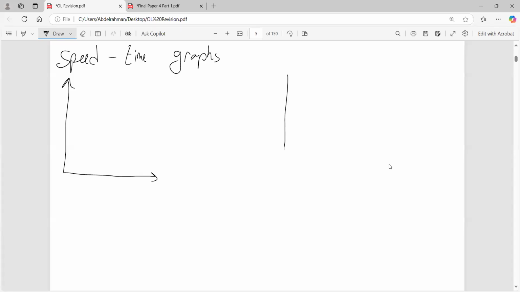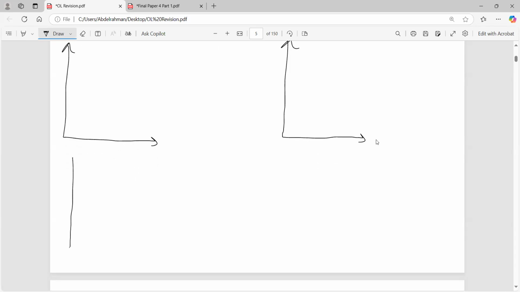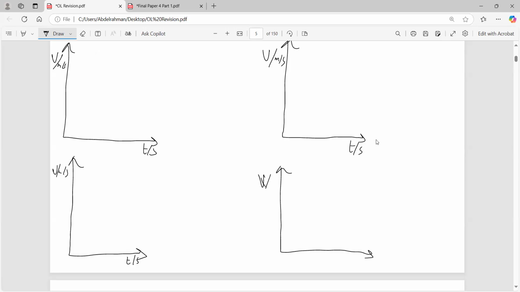Speed-time graph. These will be the speed-time graphs that we have. Here I write v for velocity, or I can write s for speed, whatever. Velocity in meters per second, and here time in seconds.